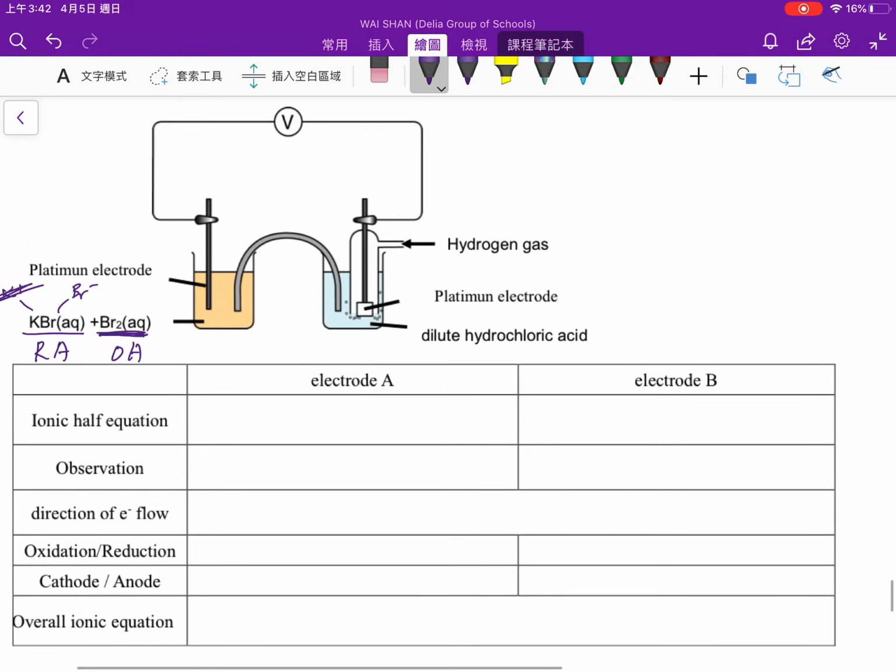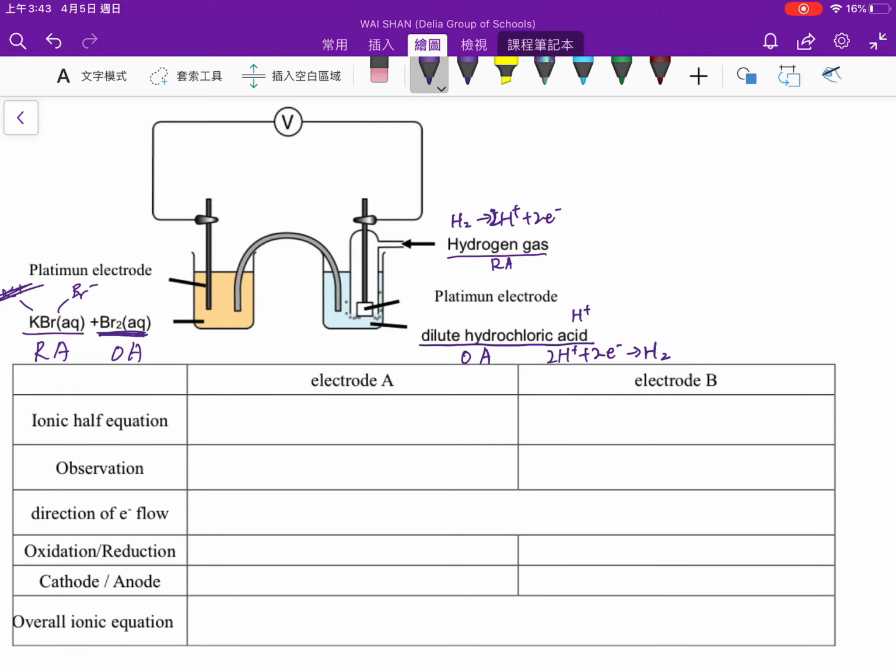And on the right hand side, for the right half cell, hydrogen can lose its electron to become a hydrogen ion. That means it can be reducing agent. But when it comes to dilute hydrochloric acid, there is hydrogen ion. Hydrogen ion can gain electron to become hydrogen gas. That means it can be oxidizing agent. Same on the right hand side, there are oxidizing agent and reducing agent. So which one will be dominant?